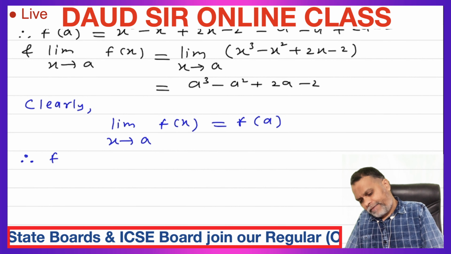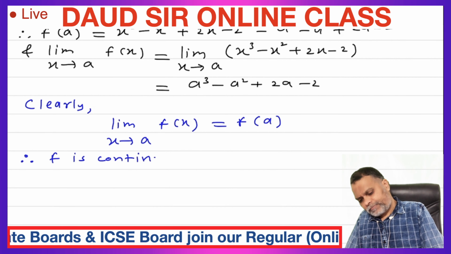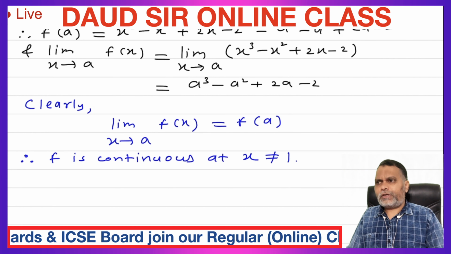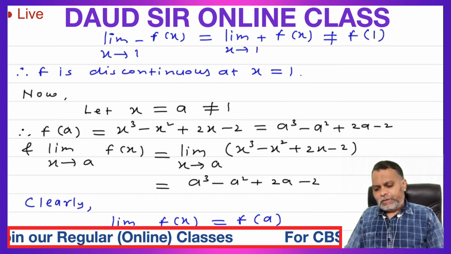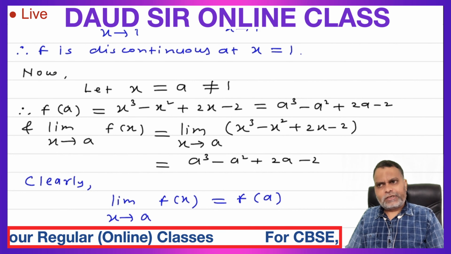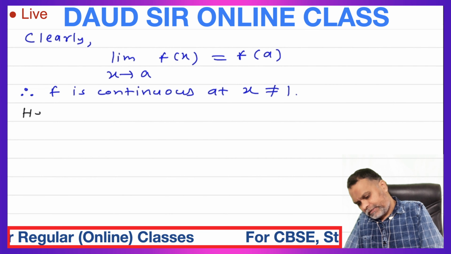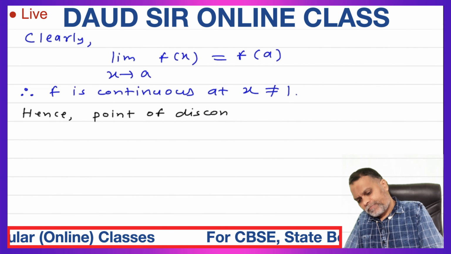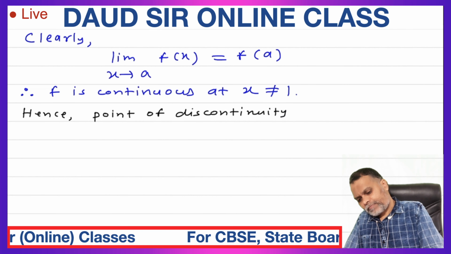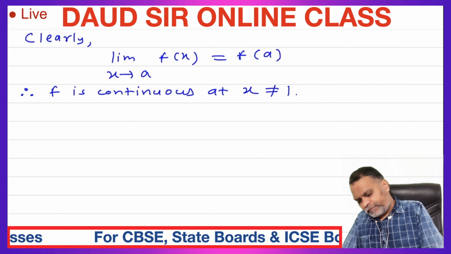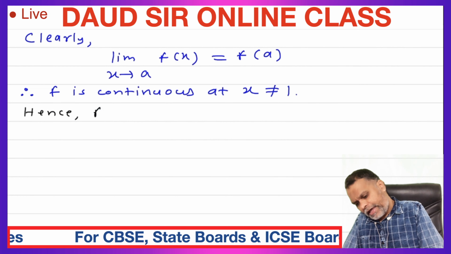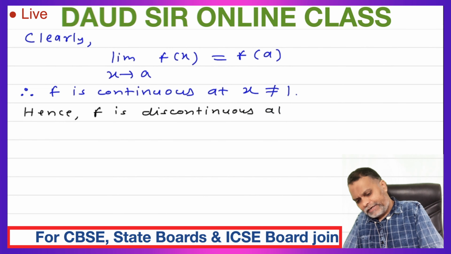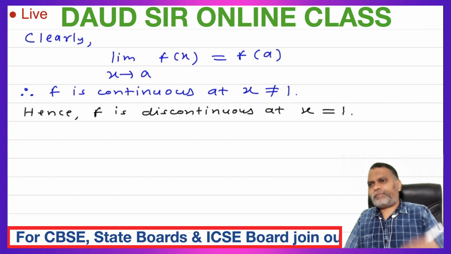Therefore, f is continuous at x not equal to 1. Hence, the point of discontinuity is x is equal to 1 only. Hence, f is discontinuous at x is equal to 1. This is the answer.